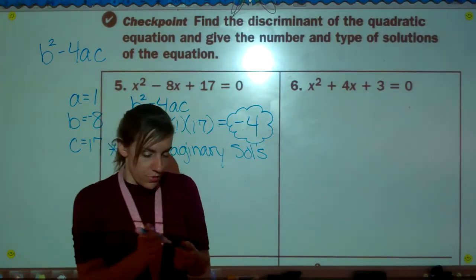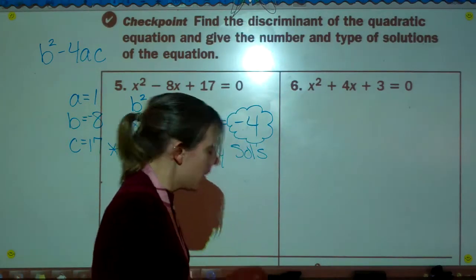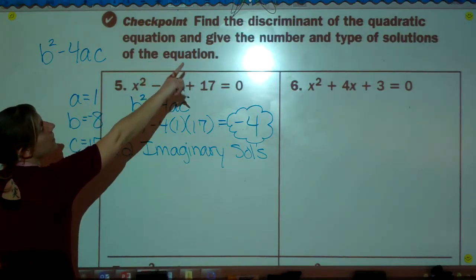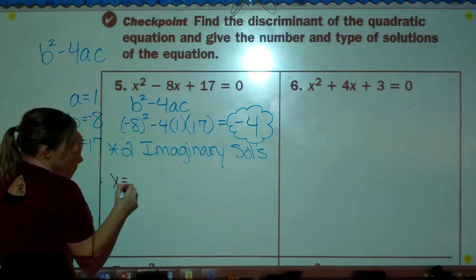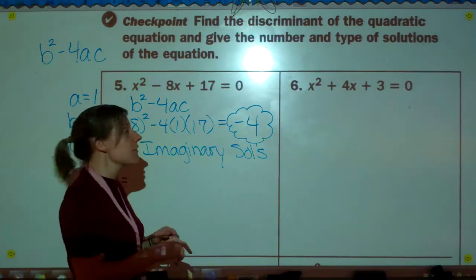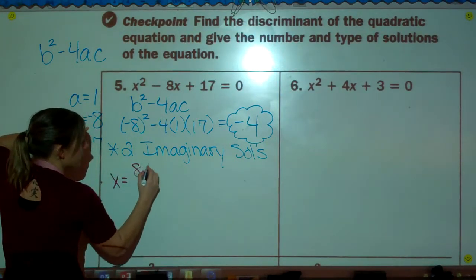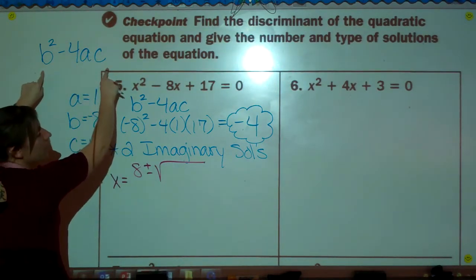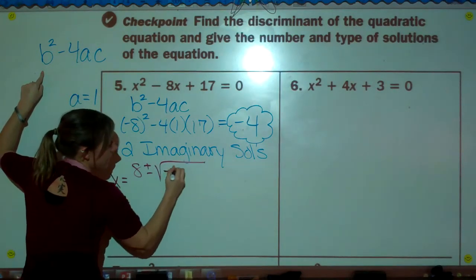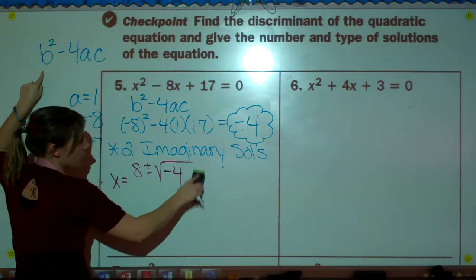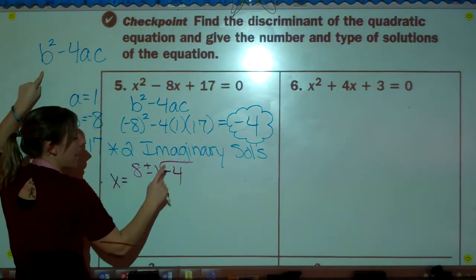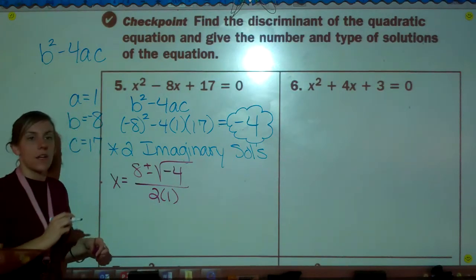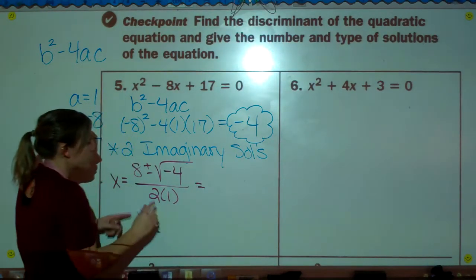So now let's actually go through and solve it, because it says to actually give the number. So, x equals, referring back to the quadratic formula, the opposite of b, so that's a positive 8, plus or minus, and we already know this part, b squared minus 4ac, that's negative 4. So we don't really have to work that out. I can just put that discriminant in here, all over 2 times 1, so that's just the number 2. Now let's simplify.